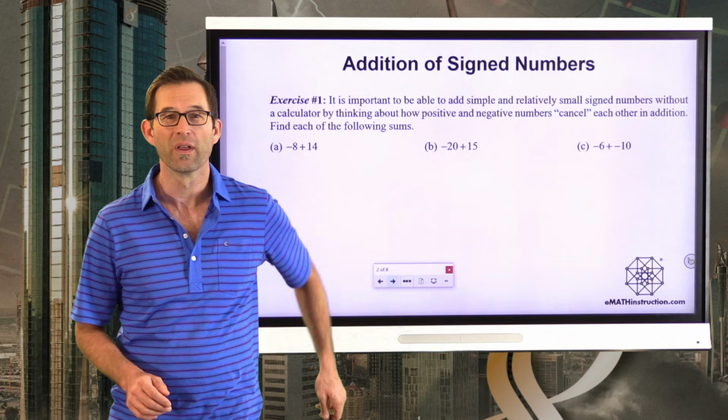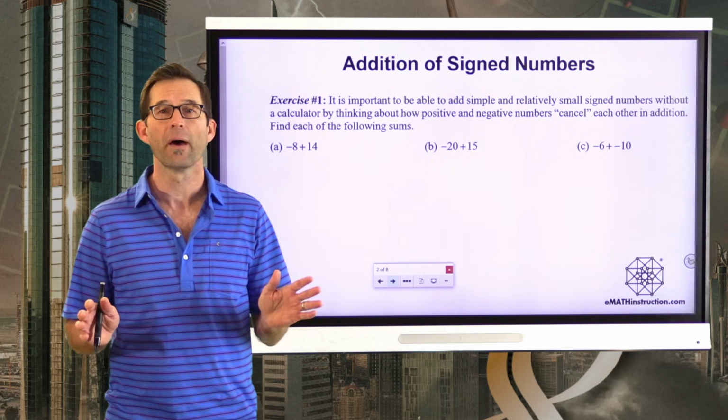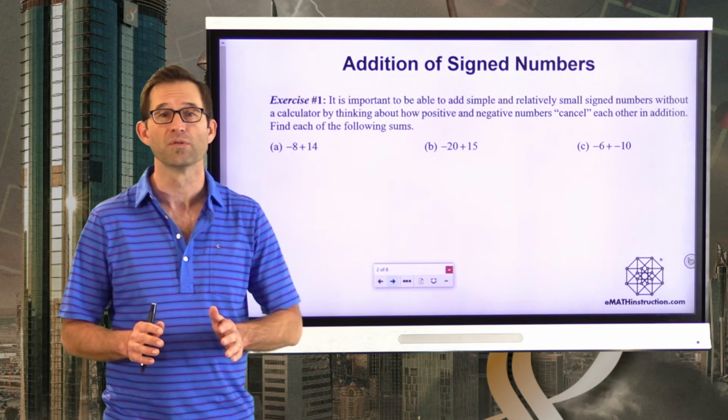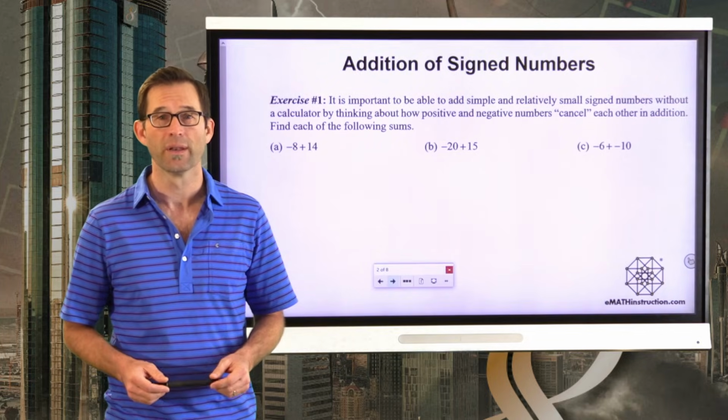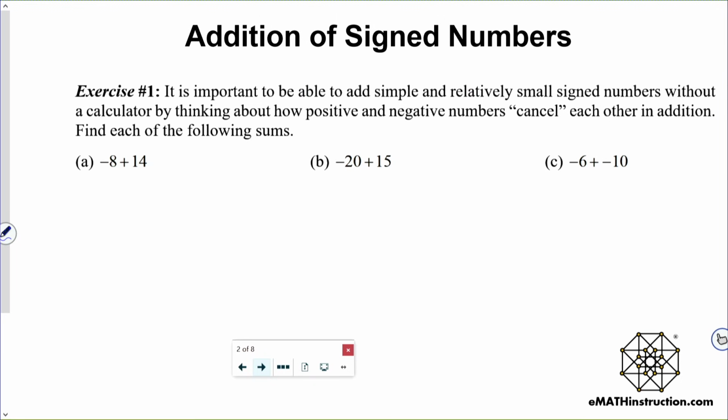All right, here we go. The first thing we're going to do is talk about addition of signed numbers, because this is the most basic of all things. Let's take a look at exercise number 1. It is important to be able to add simple and relatively small signed numbers without a calculator by thinking about how positive and negative numbers cancel each other in addition. Find each of the following sums.